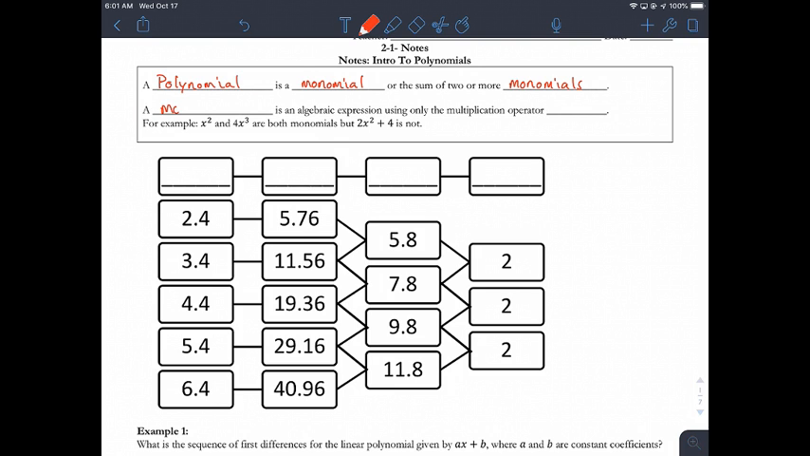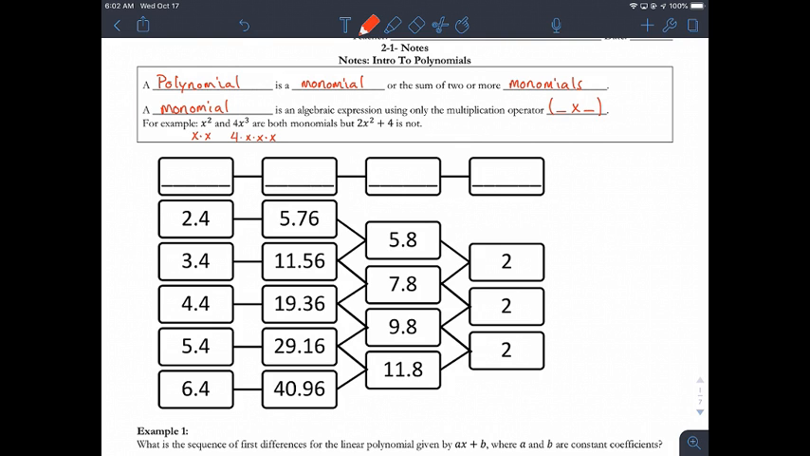A monomial is an algebraic expression using only the multiplication operator. The multiplication operator is just something multiplied by something. So if you notice that x squared is a monomial because that is just x times x, and 4x cubed is also a monomial because, again, we just have multiplication, 4 times x times x times x. These are both monomials because they only include the multiplication operator.